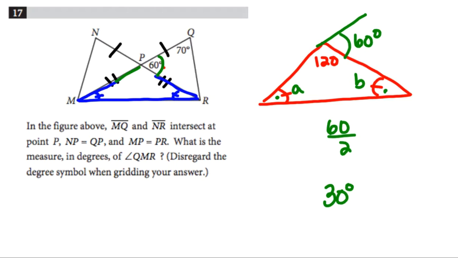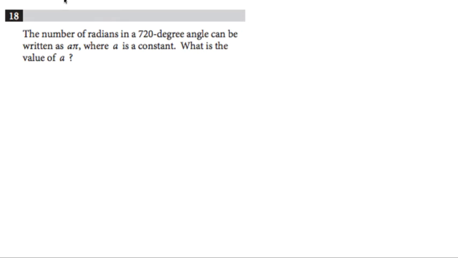Now I'm going to look at number 18. I call this geometry because it actually exists on what I like to call the unit circle. It says the number of radians in a 720 degree angle can be written as A pi, where A is a constant. What is the value of A? So A is just a number, and I want to know what it is.